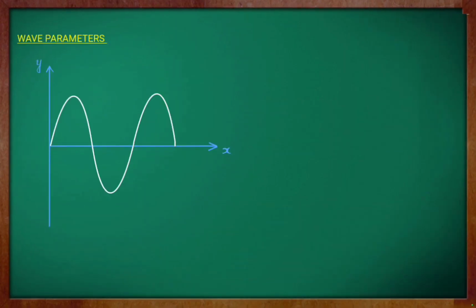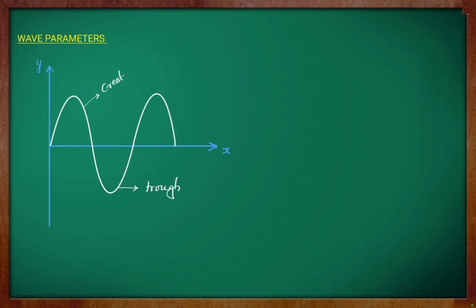As you can see, here I have considered a wave. The upper part here in the positive y direction is the crest of a wave, and the lower part is known as the trough.